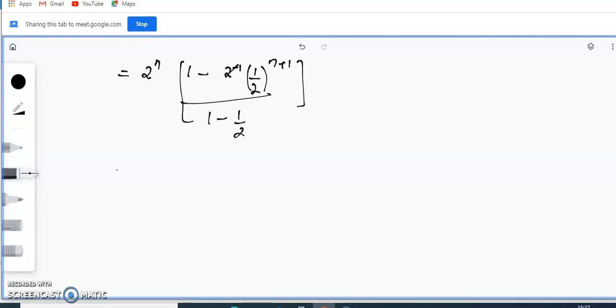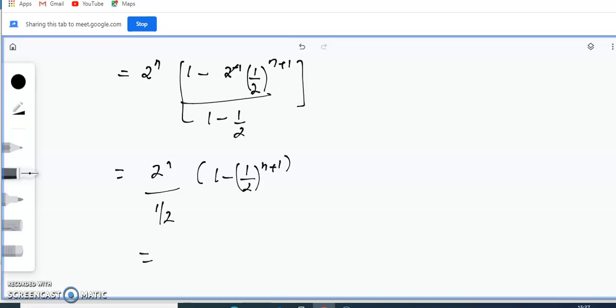2 raised to n is already outside. So just place that 2 raised to n there. And 1 minus a raised to n plus 1, isn't it? What is a here? It is 2 raised to minus 1. 2 raised to minus 1 is actually 1 by 2, isn't it? So 1 by 2 raised to n plus 1 divided by 1 minus a, that is 1 minus 1 by 2. So again 2 raised to n divided by, what is 1 minus 1 by 2? It is 1 by 2. So 2 raised to n divided by 1 by 2, and 1 minus 1 by 2 raised to n plus 1.